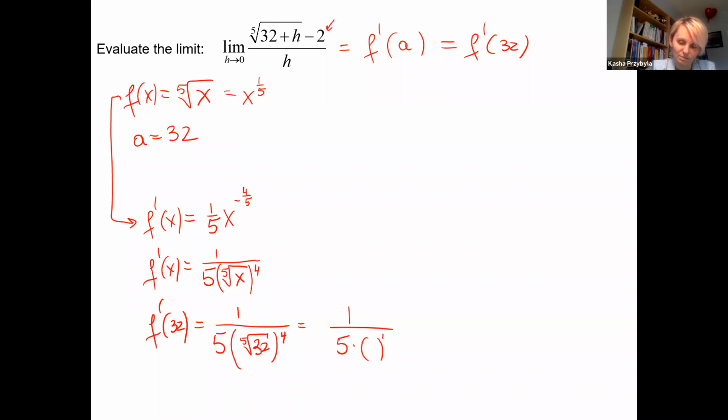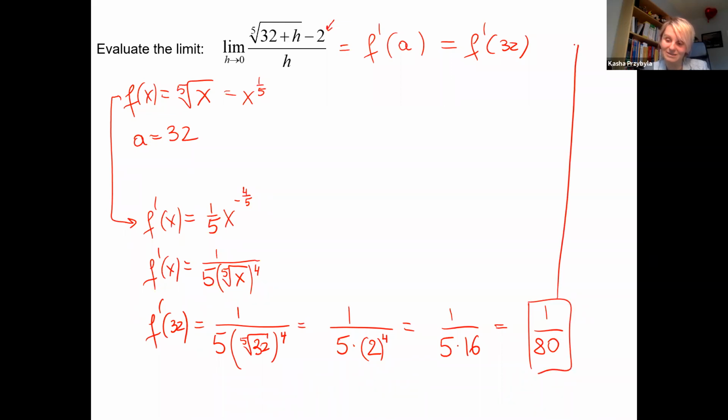That means what number to the power of 4? What is the 5th root of 32? 2 times 2 times 2 times 2 times 2 is 32. That means this is 2. Okay, 2 to the power of 4. 2 times 2 times 2 times 2, thank you. Still no calculator. And 5 times 16, 5 times 10, 5 times 6, 80. That means this is the final answer.